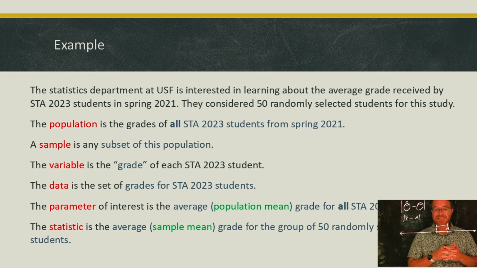The data is the set of grades from STA 2023 students that I have. The parameter of interest is the average or population mean grade of all STA 2023 students, and the statistic is the average or sample mean grade for the group of 50 randomly selected STA 2023 students.